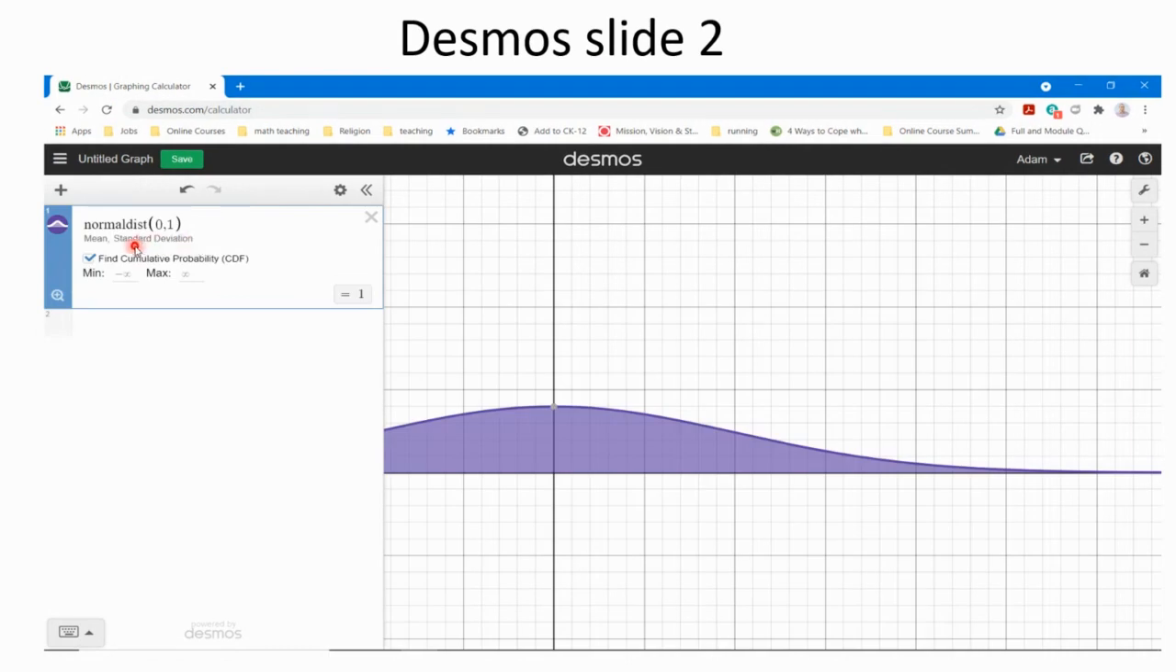In Desmos, you type in normal dist. Here I have 0, 1, but really you could put in any values you want, and it will still calculate. You check find cumulative probability, CDF, and you'll get the min and max here. It turns out area under the graph is probability, but that's a totally different story.